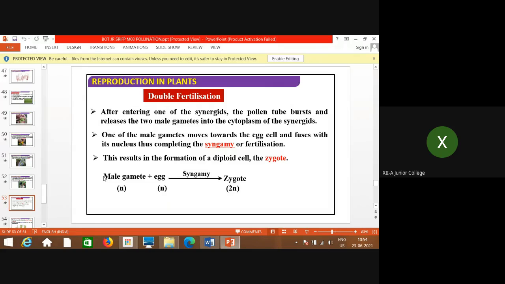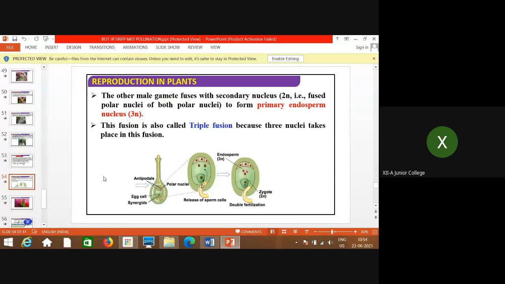So this is double fertilization, where you need to remember all these terminologies. The first fertilization is called syngamy, and the result of first fertilization is the diploid cell called the zygote. Whereas the second fertilization is called triple fusion, and the result of triple fusion is the primary endosperm nucleus. This is again shown here, the release of the sperm cells through the pollen tube. Here is the entry, this is the zygote formation, and this is the endosperm which is produced. That means second fertilization gives rise to endosperm formation, and the first fertilization result is zygote formation.